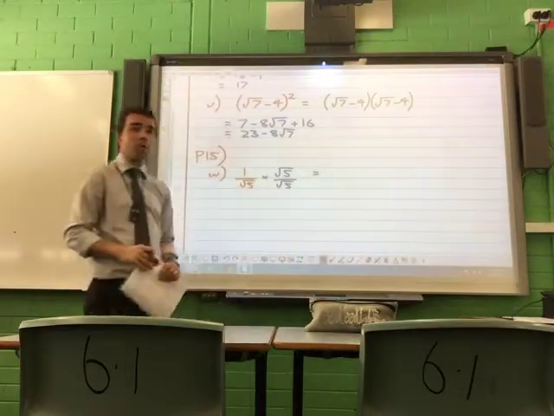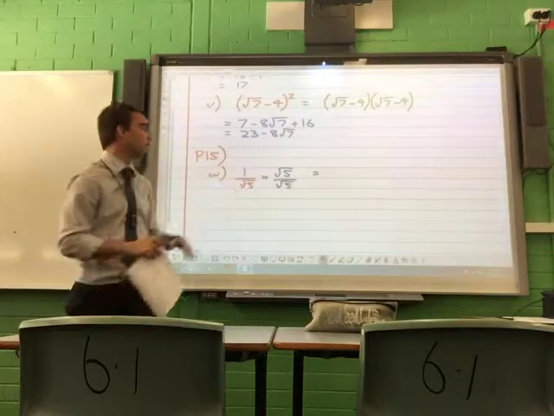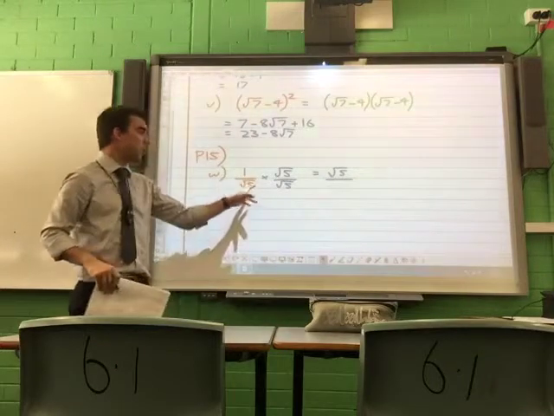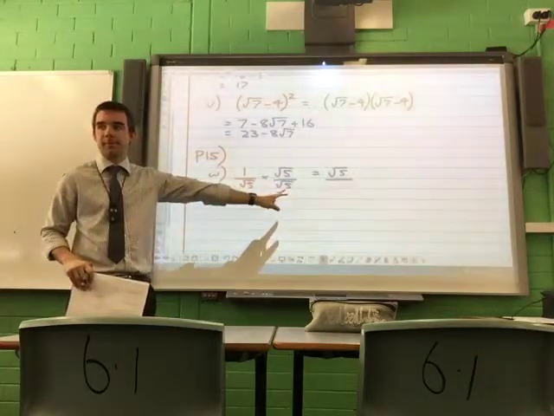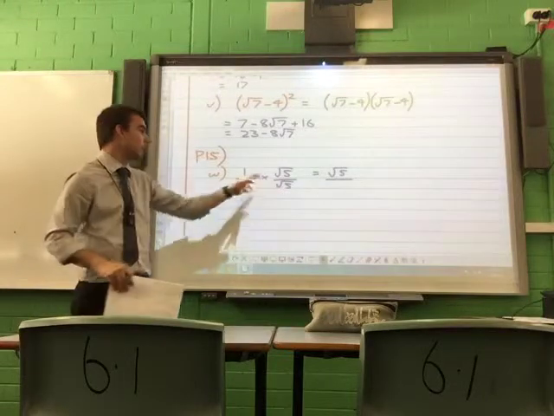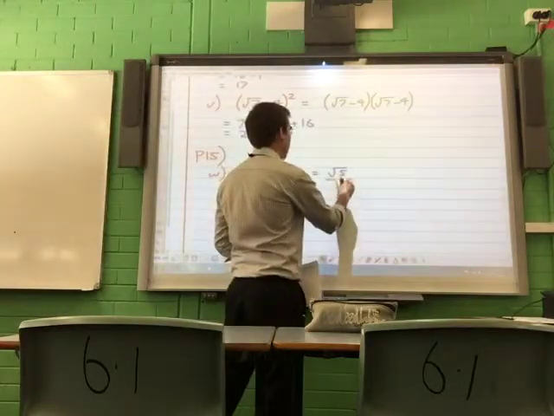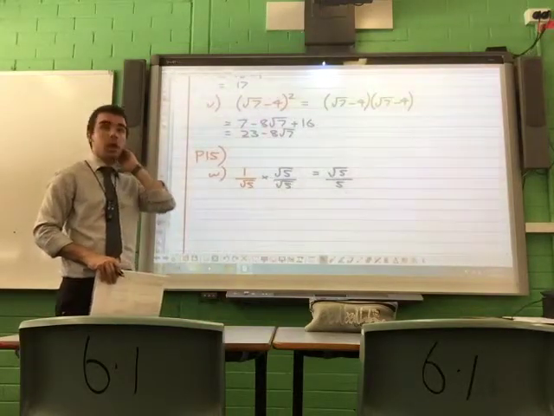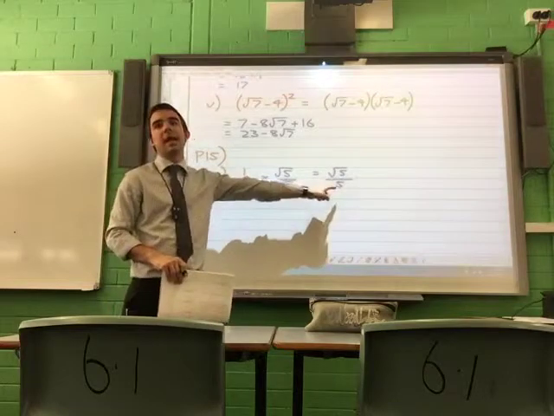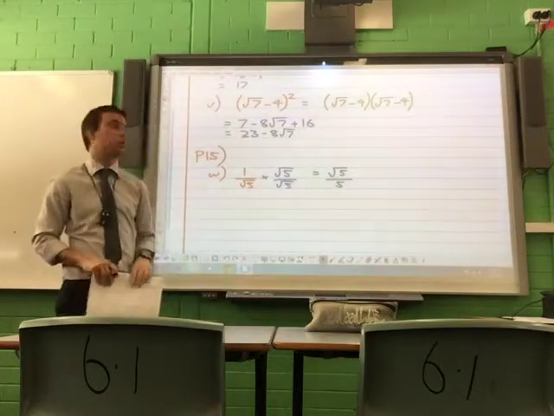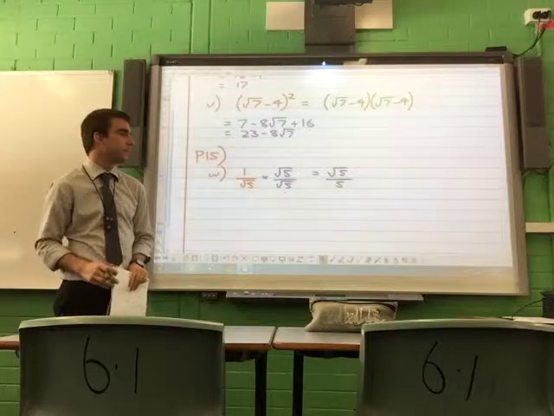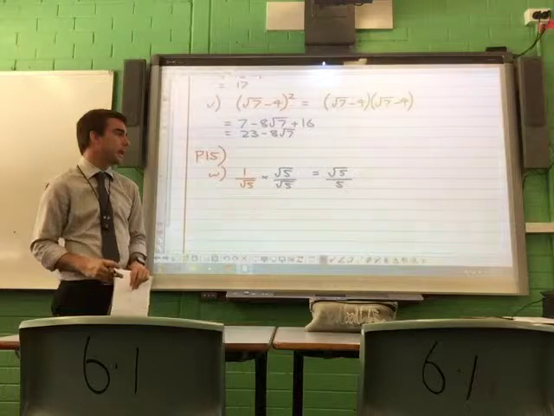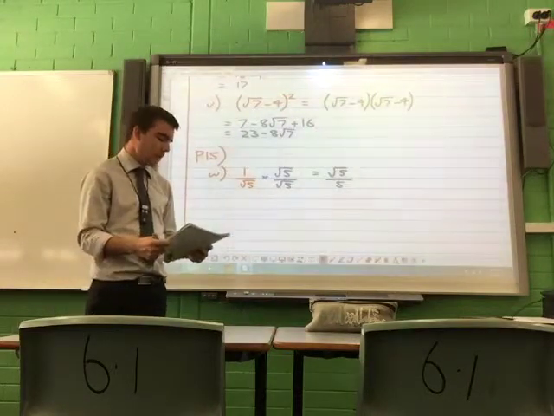So when I multiply through, on the top, 1 times root 5, and then root 5 times root 5 on the bottom. Root 5 times root 5 is the same as root 5 all squared, so it's equal to 5. What we've achieved is we've made the denominator rational. So it's a rational number, 5. Questions will ask you to do that. That's pretty much what you need to do.